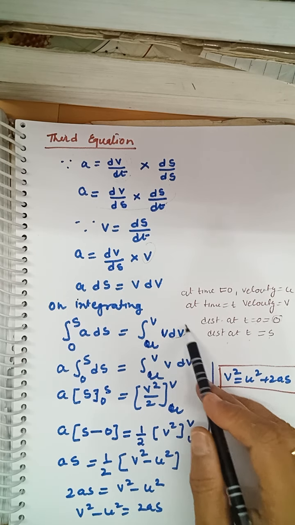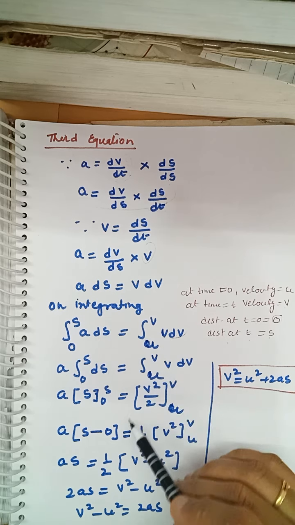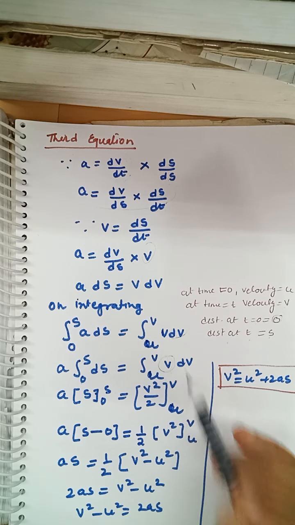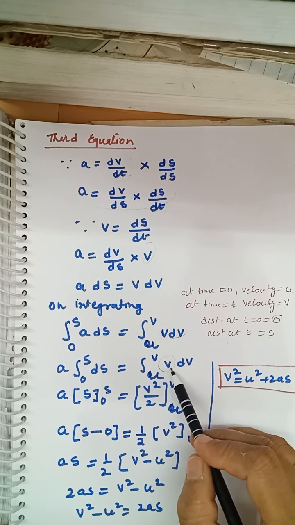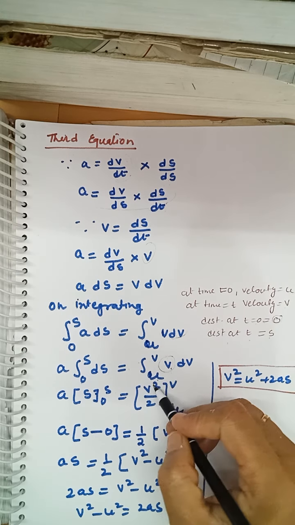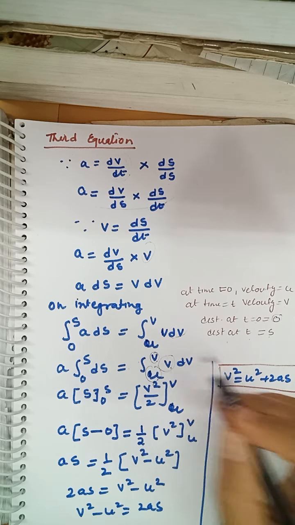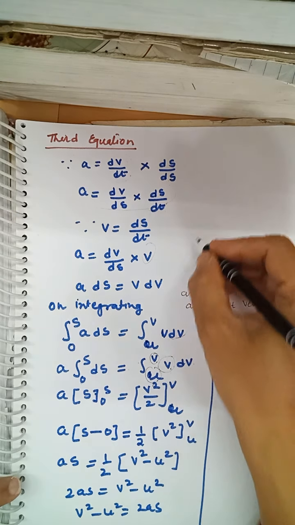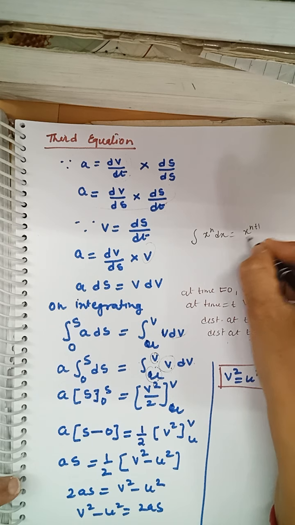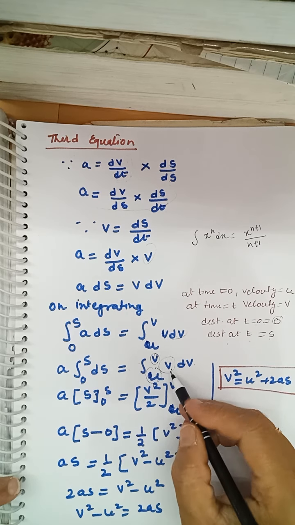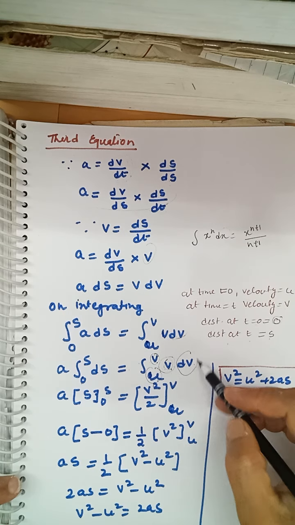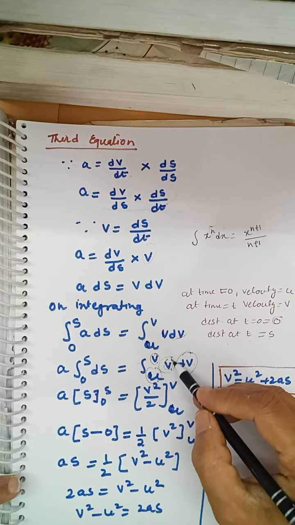Here in v dv you are integrating with respect to v. You have a value v, so don't take it outside, because this is a variable. u and v are different velocities, which is why v is variable. A variable term cannot be taken out of the integration. Now the lower limit u and upper limit v for v dv. Again we will apply the formula: integration of x to the power n dx is x to the power n plus 1 upon n plus 1. In place of x we have v, in place of dx we have dv, and in place of n here we have 1.